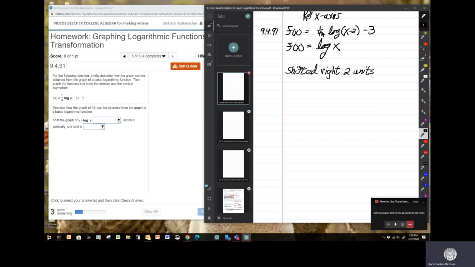Then it's vertically shrunk. What a word. By a factor of 1/4. Now you may be wondering how I know the order, and I'll tell you in a minute by reminding you of something you've known since pre-algebra or before, since arithmetic. And then finally this. It's been vertically shifted down 3 units.